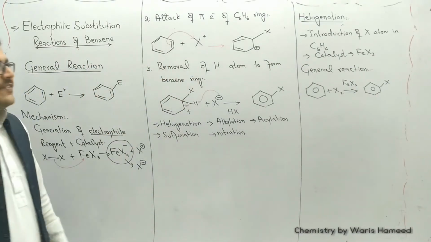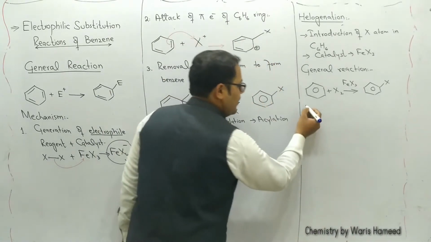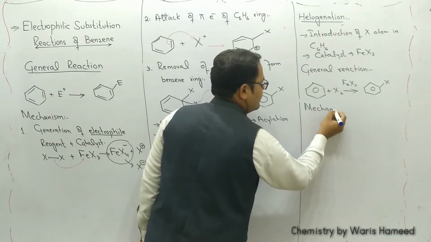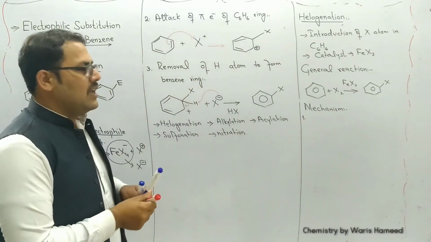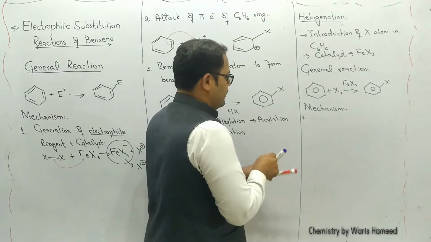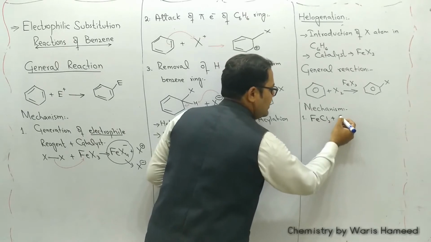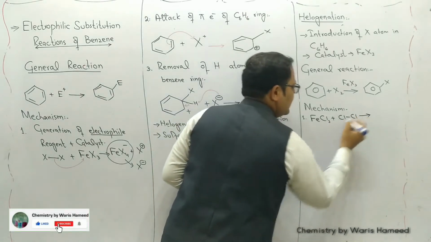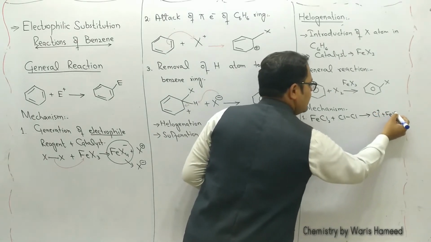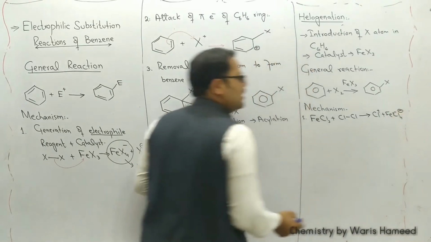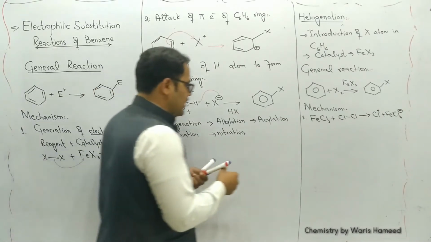Now going towards a specific example, we are going to perform chlorination of the benzene ring. Then what happens? Its mechanism is, in the first reaction, chlorine will react with iron chloride. FeCl3 will react with Cl2, and during this reaction there will be the formation of Cl positive and FeCl4 negative. Cl positive is actually an electrophile, an electron loving species.